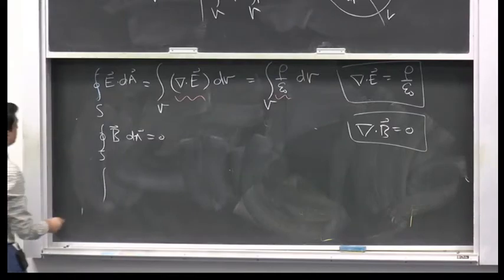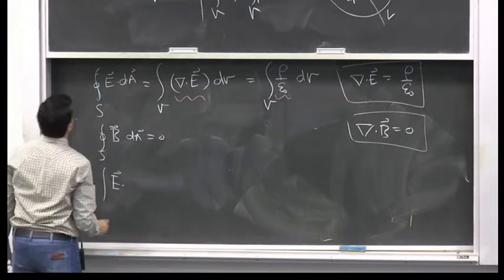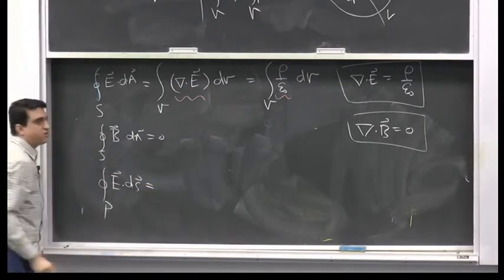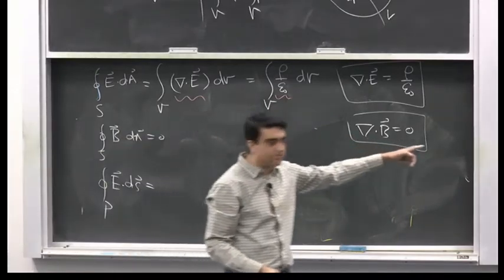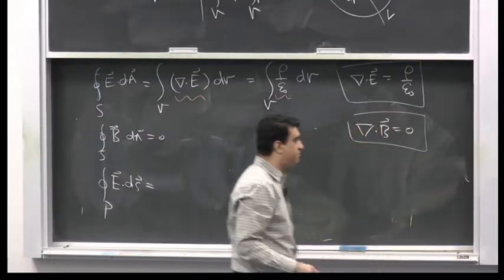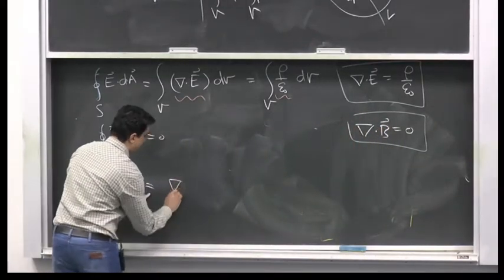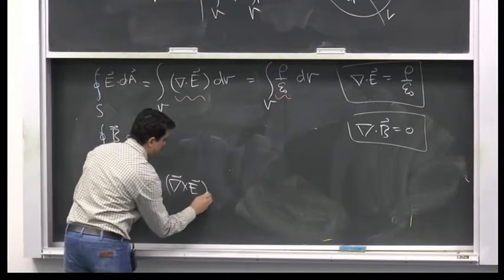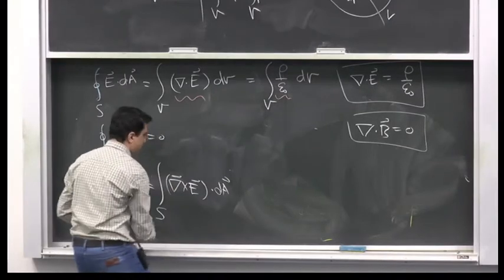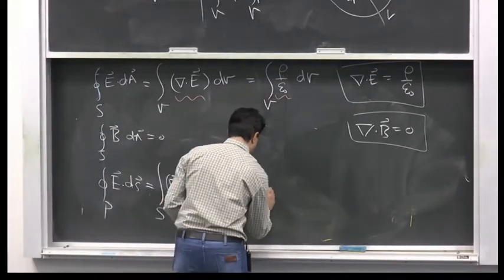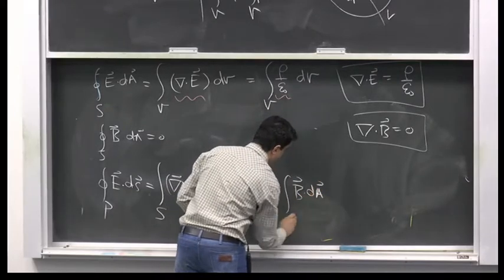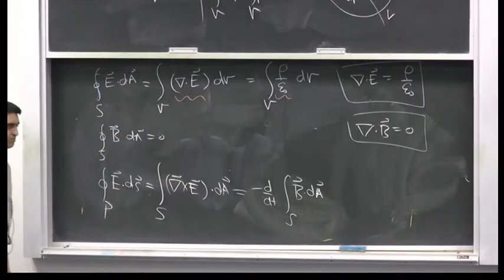Let's come to the third equation, which would be E dot dS over a path P. So now you are talking about the second theorem, which is F dot dS over a path P is equal to the integral of del cross F. So what you have is del cross E dot dA over a surface which is enclosed by this path. This is equal to minus d by dt of B dot dA over a surface which is enclosed by that.